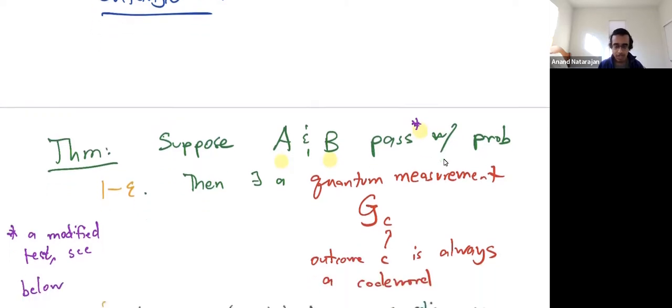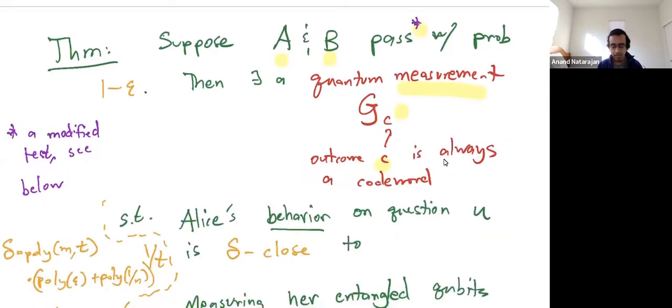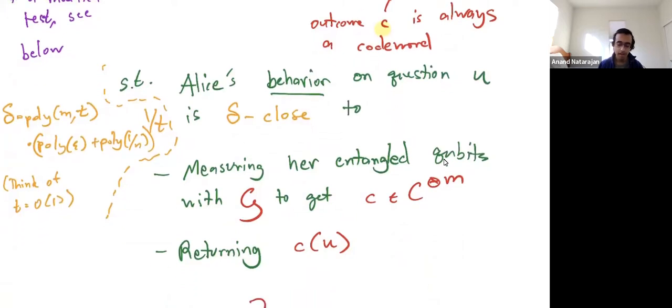Then what we can state is not that there exists a fixed code word that agrees with Alice or with Bob, because that's impossible. What we instead have to state is that there exists a quantum measurement whose outcome is always a valid code word of C to the M, such that Alice's behavior is pretty close to the following behavior. Alice takes her entangled qubits, whatever she has, she measures them with this G measurement to get a code word in C to the M, and then she returns the evaluation of that code word at the given point U.